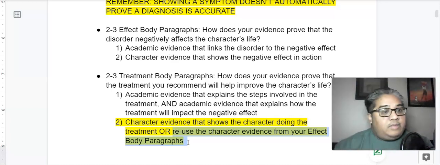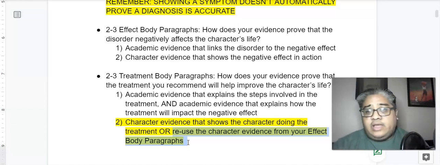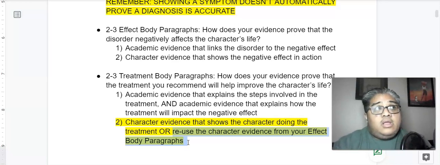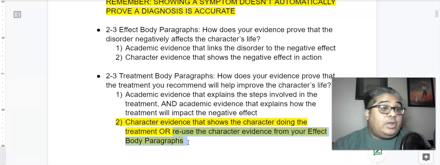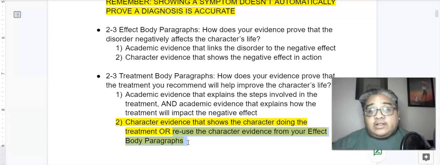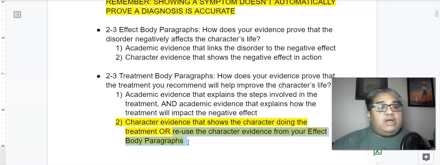Also, I was going to say that they both, in their treatment body paragraphs, were recommending treatment that the fictional character they were writing about did not have available to them, or was not doing. So you see, if you go through the sample outlines and then the sample research papers, that they both reuse their effect body paragraph evidence in their treatment body paragraphs, and talked in their treatment about how those negative effects, those scenes of negative effects, would have played out differently, would have played out better if the character were doing the treatment.